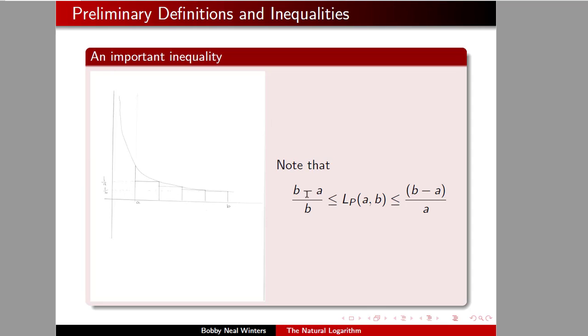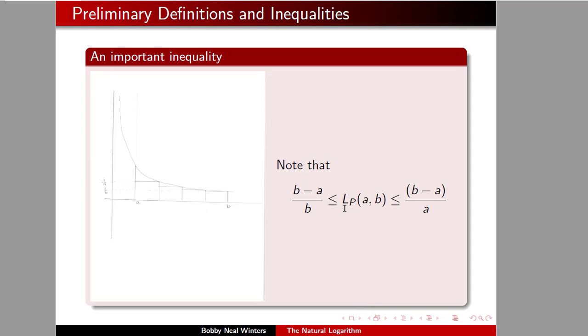What I want you to note here is that L_P, this approximation of the area under the curve, on one hand is bigger than b minus a times the shortest rectangle that's contained under it, but it's smaller than b minus a times the height of the largest rectangle that is under there. In fact, 1 over a is the height on this end. This would be the big rectangle. It's definitely smaller than that, but it's definitely bigger than this one, which extends across the bottom.